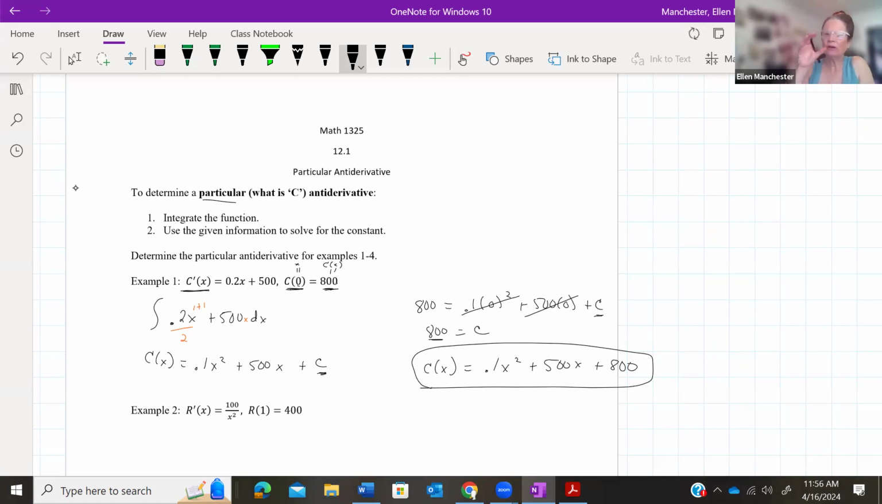Okay, so now we know exactly which cost function we're looking at. Not just some random indefinite one. So any questions on that?